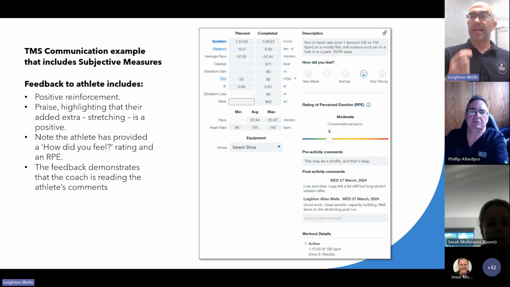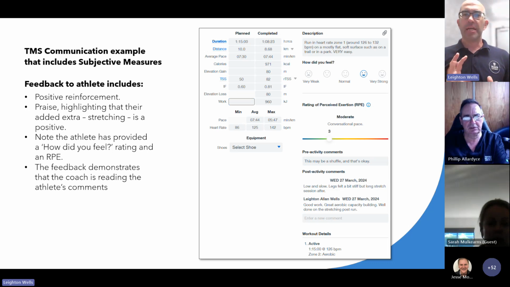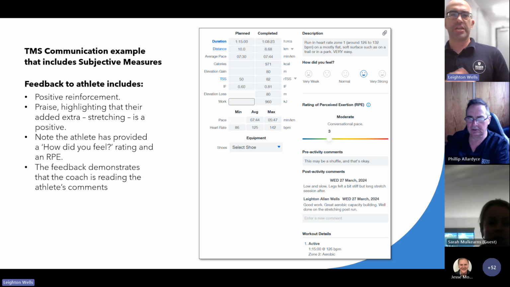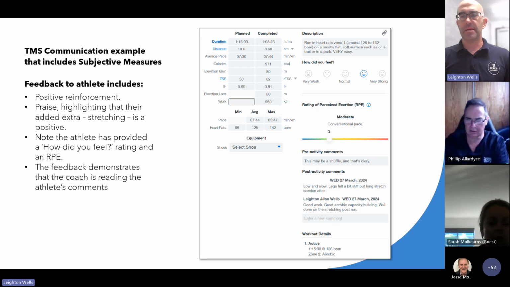They've given the rating of perceived exertion as a 3, and so that makes sense, as it's meant to be an easy long run. I'm starting to look at the picture going, okay, this is fine. They've made a comment, legs are a bit stiff, did some stretching afterwards. Great. So my response to that is great aerobic capacity building, good work on the stretching.